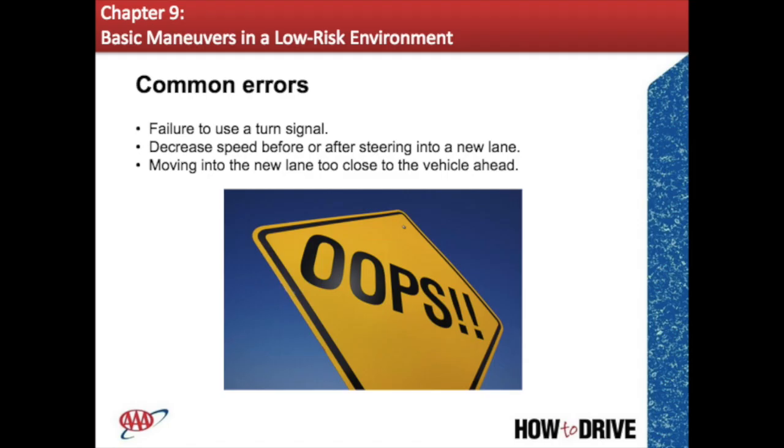Drivers might neglect to use a turn indicator to signal their intention to change lanes. Drivers might decrease speed before or after steering into a new lane. Drivers might move into the new lane in a position too close to the vehicle ahead of them. The closer a vehicle gets to an object, the less time and space a driver will have if he or she needs to steer around it.